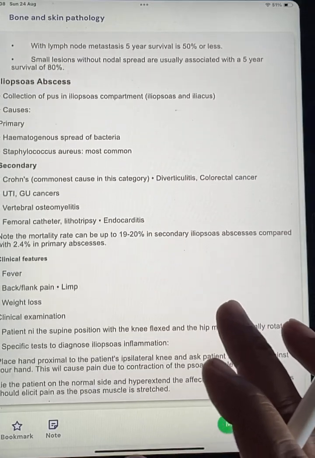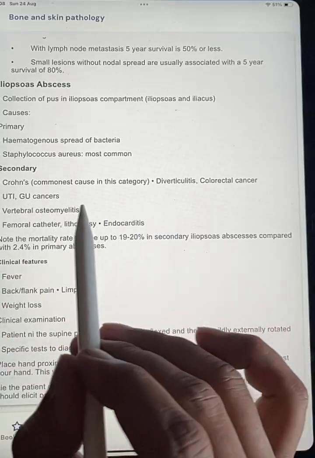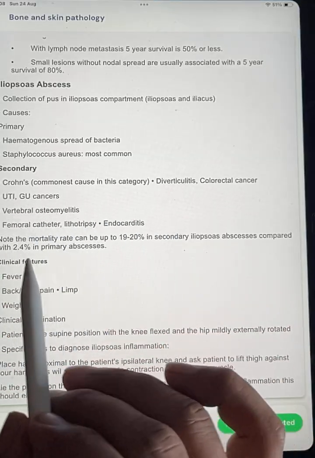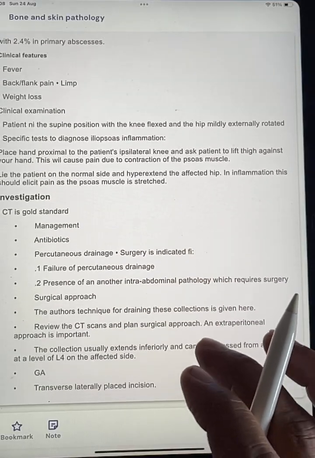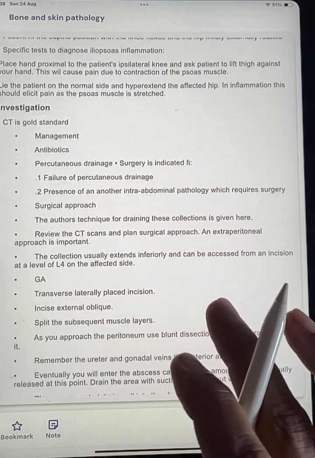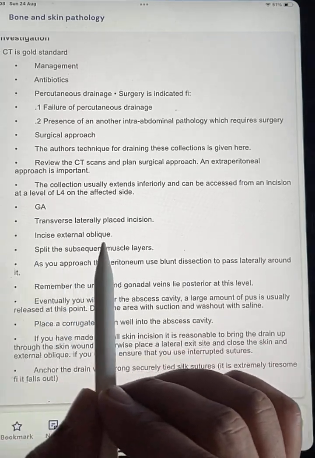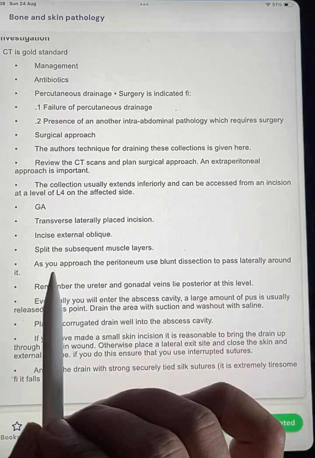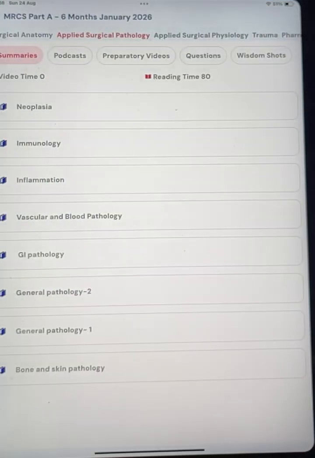Psoas abscess: collection of pus, hematogenous spread, secondary to Crohn's disease, UTI, femoral artery catheter. Clinical feature: fever. Investigation: CT is the gold standard. Percutaneous drainage; surgery is indicated on failure of the percutaneous drainage. Review CT scan. Transverse, laterally placed incisions. Split and drain is kept. So this was about bone pathology.